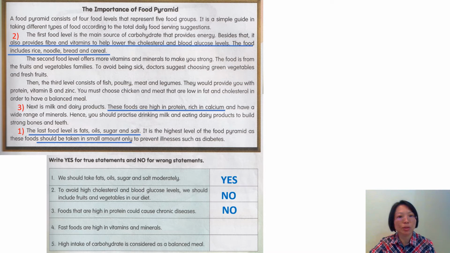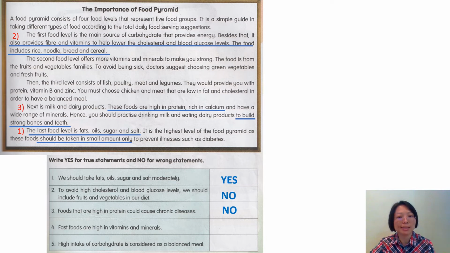Okay, the food that we are talking about here are the milk and dairy products. They have high protein and also rich in calcium, to build strong bones and teeth. So foods that are high in protein and rich in calcium are actually good to build strong bones and teeth. It does not cause chronic diseases. So the answer is no.